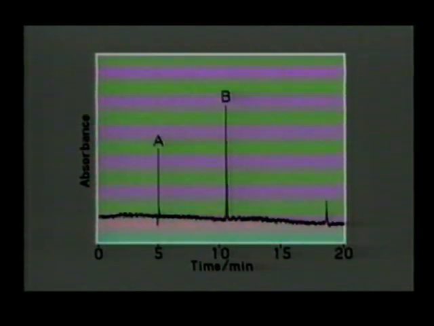Having been carried along by the electroosmotic flow, A is the first to arrive at the detector. B is the next, as its passage has been retarded by its interactions with the micelles. And finally, the micelles themselves will be eluted. This is analogous to countercurrent chromatography.